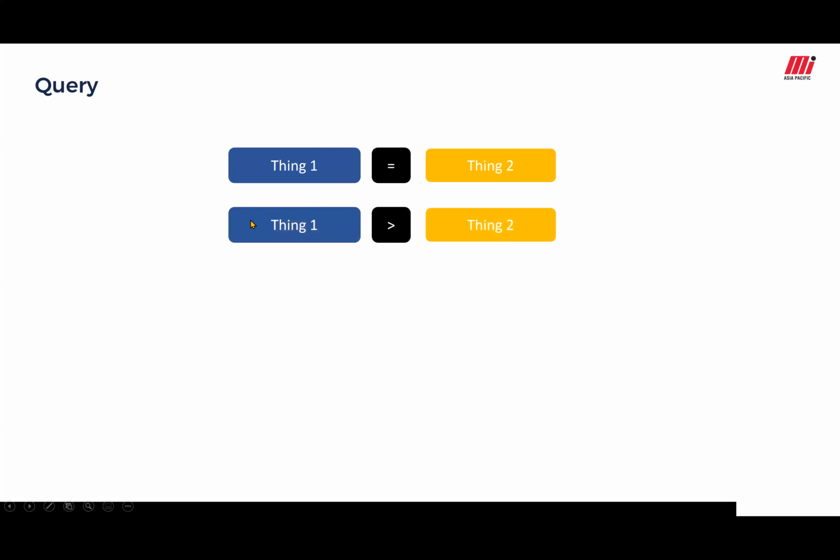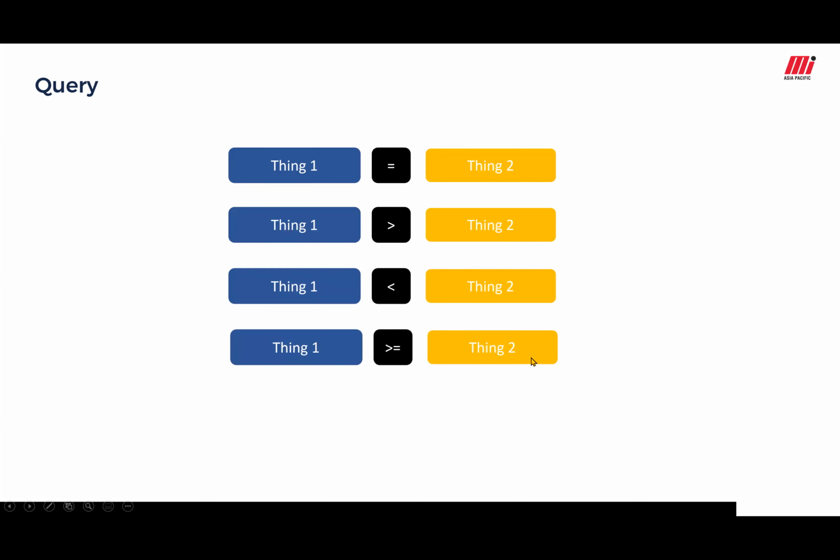A query is basically when you have a thing one, anything at all, any piece of information, and you want to say that if this is the same as this, or if this is bigger than this, greater than this, or if it's less than this, or less than or equal to this. So this would be a query. Any query has to have 2 or more items in it, and what you're doing is comparing them. Is it the same? Is it larger? Is it smaller? So that is a query.